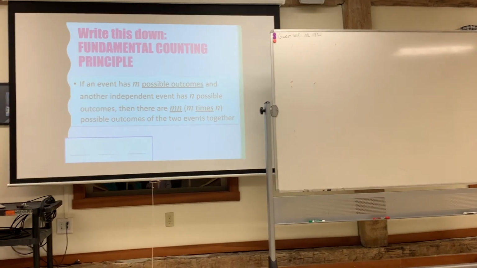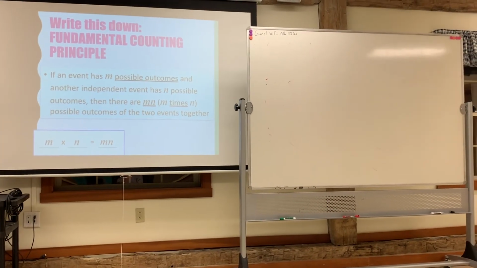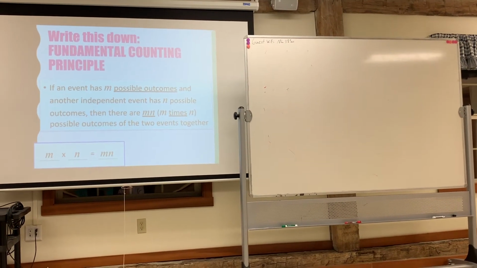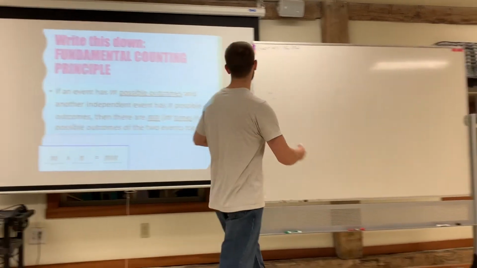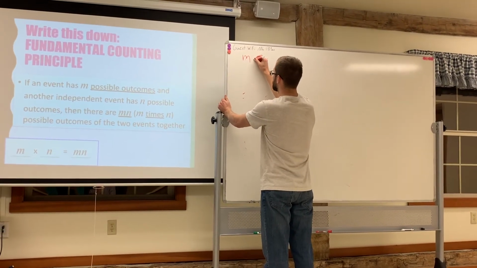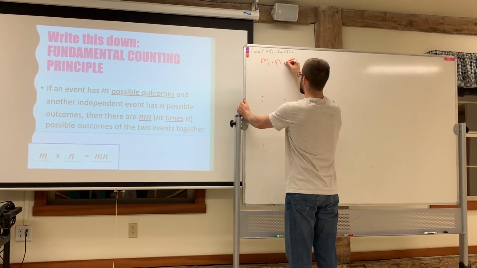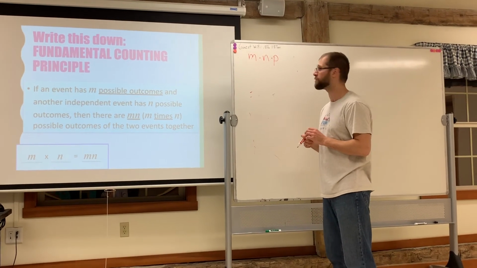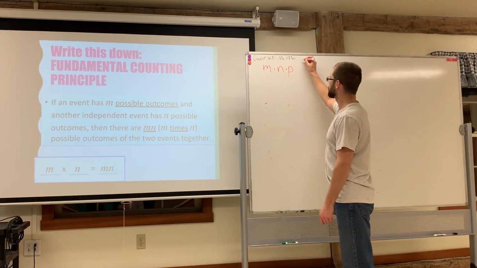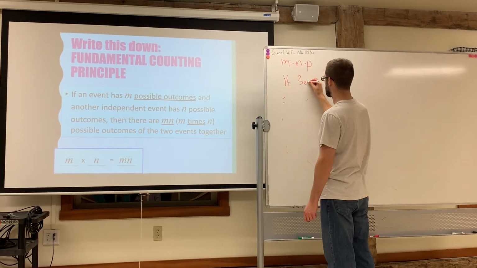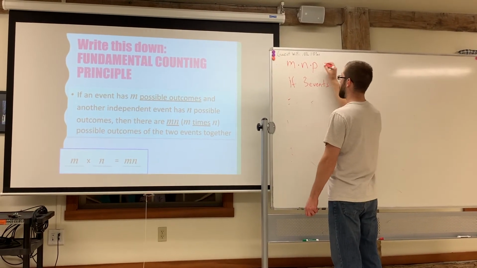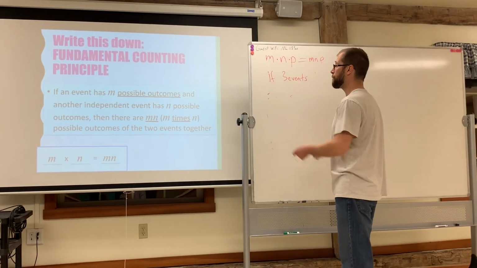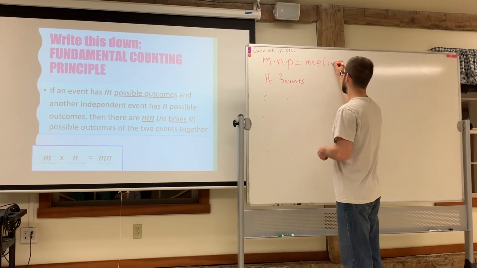So, m times n equals the number of outcomes of the 2 events together. That's the fundamental counting principle. But if there are 3 events, let's say m times n times, I'm going to do p for the third event, because O looks too much like 0. We don't like to use it as a variable. So if there are 3 events, it would be m times n times p equals m n p, or the total outcomes.